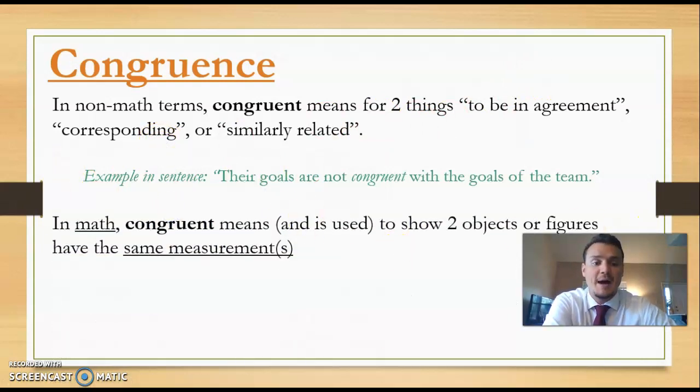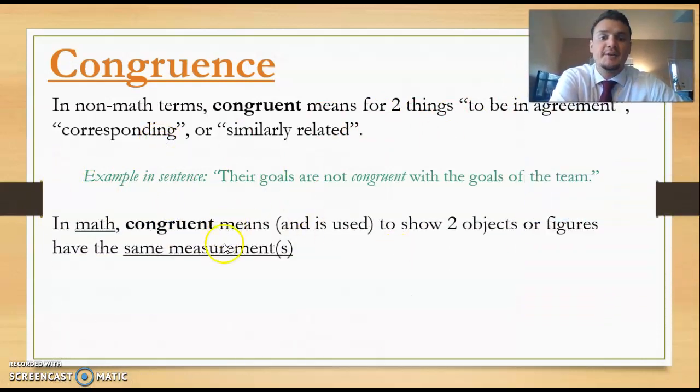When we're talking about math, in math, congruent means and is used to show that two objects or figures have the same measurement, meaning that two angles have the same degree measurement, or two lines or two segments are the same length. That's what congruent means.